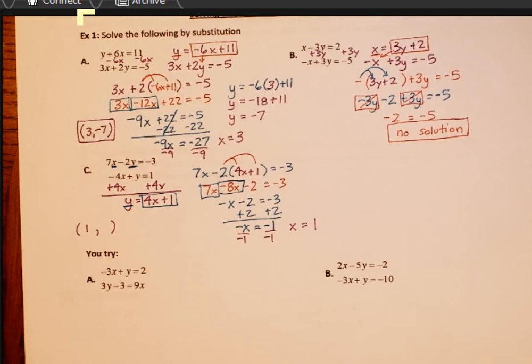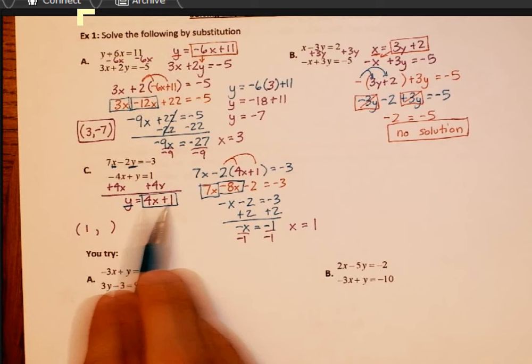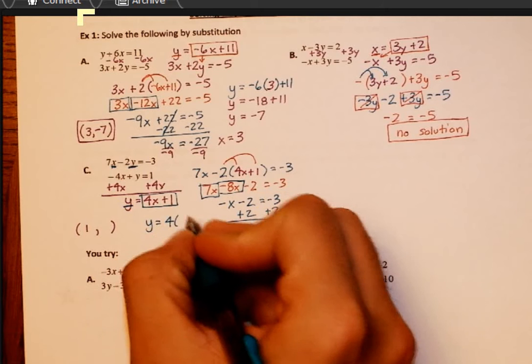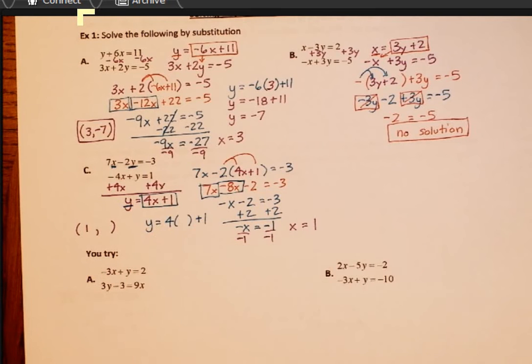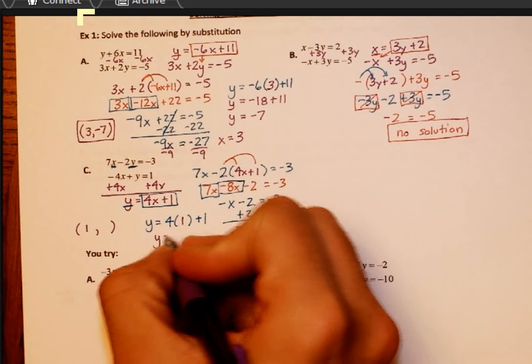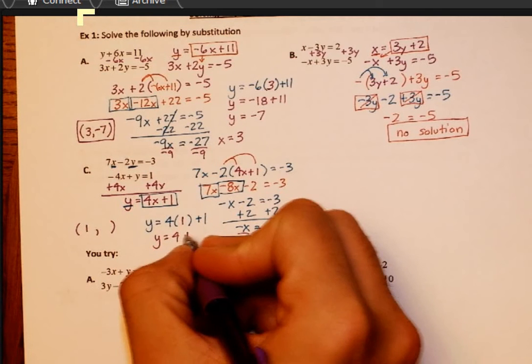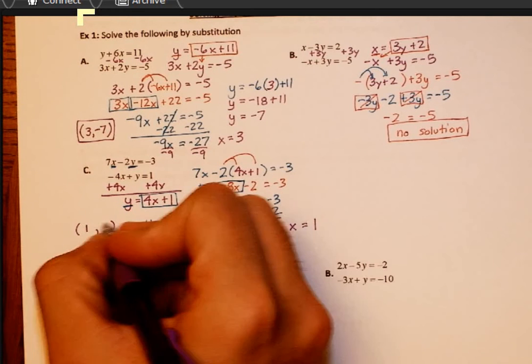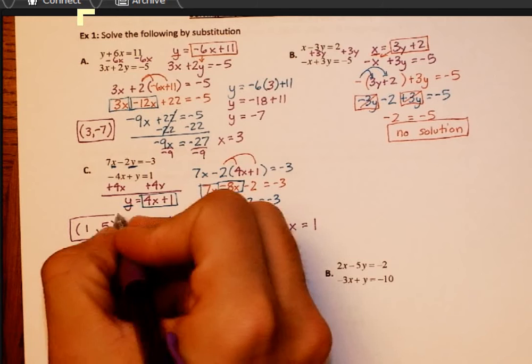And now I'm going to plug it back into this equation here. So I know that y is equal to 4 times x plus 1. When I substitute in 1, 4 times 1 is 4. 4 plus 1 is equal to 5. So my solution is 1 comma 5.